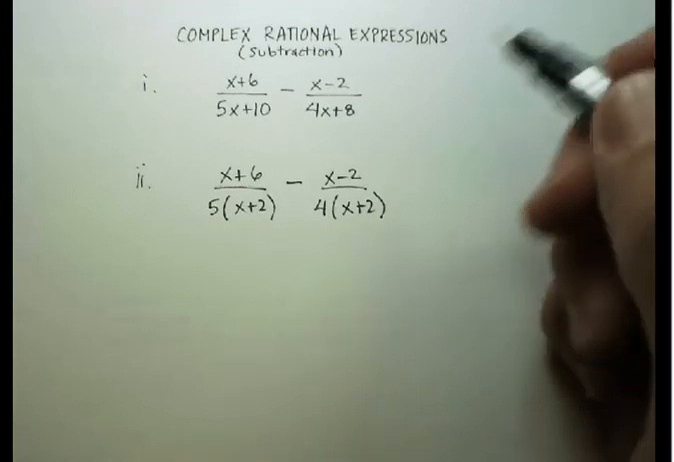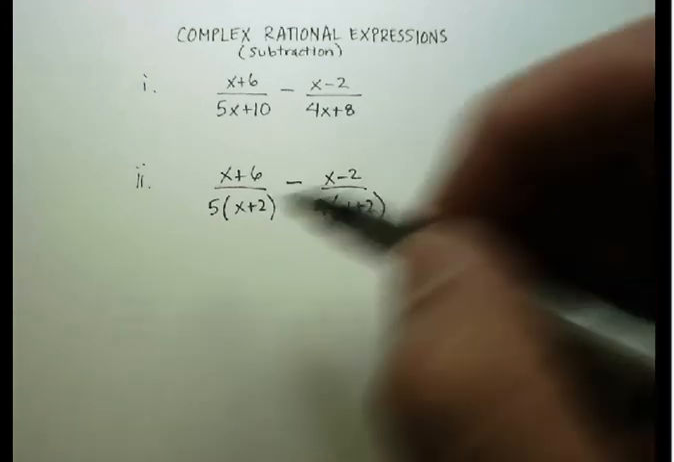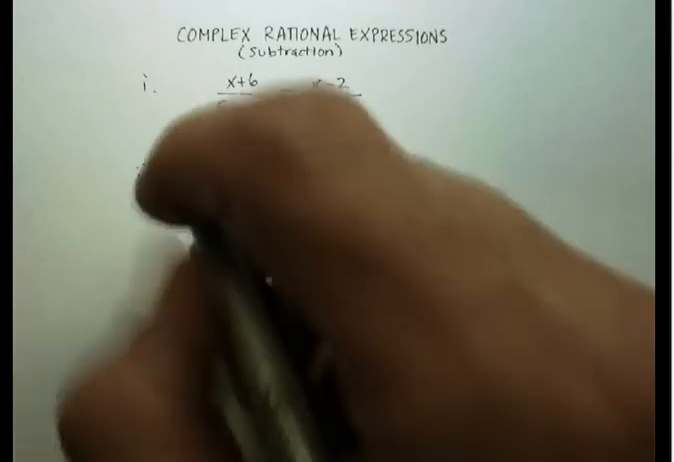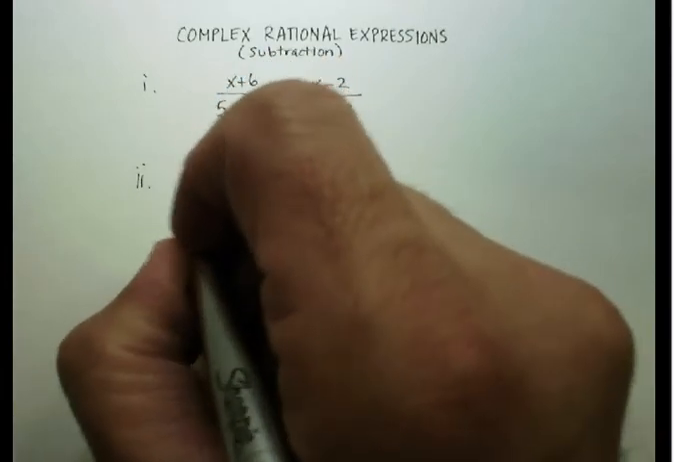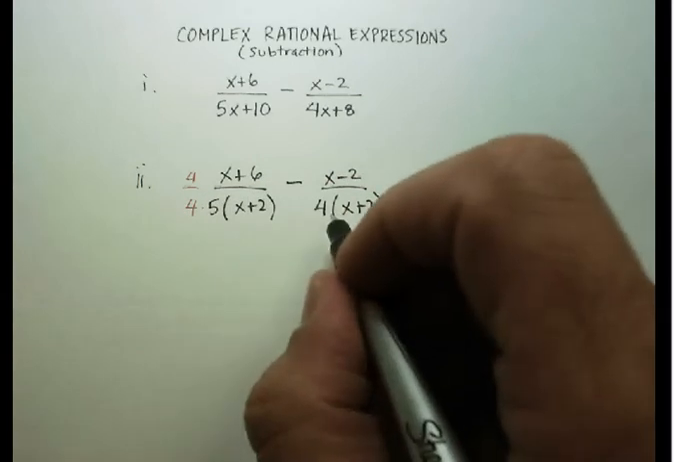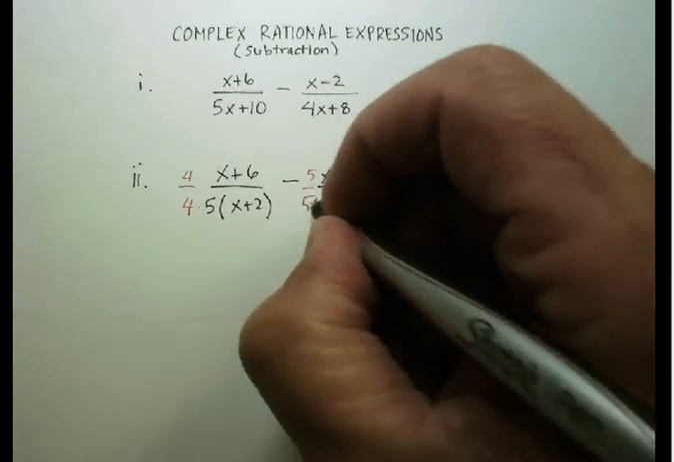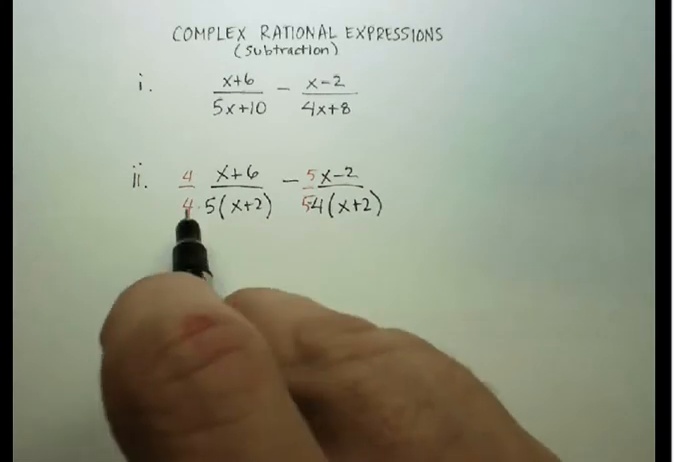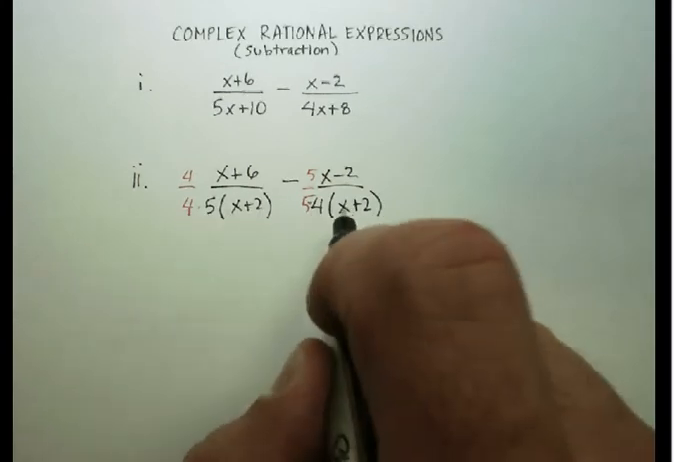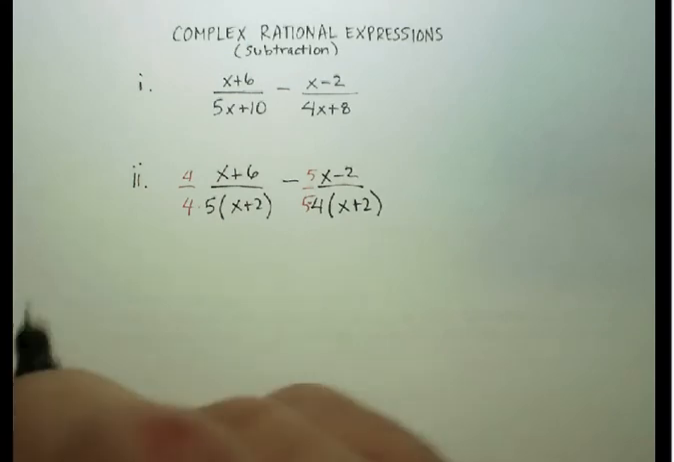So what can I do to make them the same denominator? Well, I'm going to multiply this side by 4 over 4, and I'm going to multiply this side by 5 over 5. Now look what happens when I do that. I get 20 times x plus 2, and over here I get 20 times x plus 2. Now my two denominators are exactly the same.